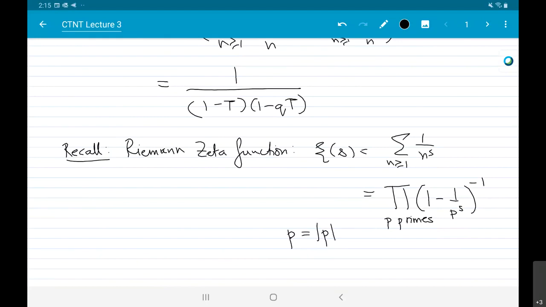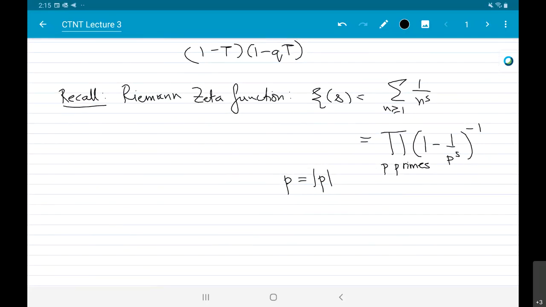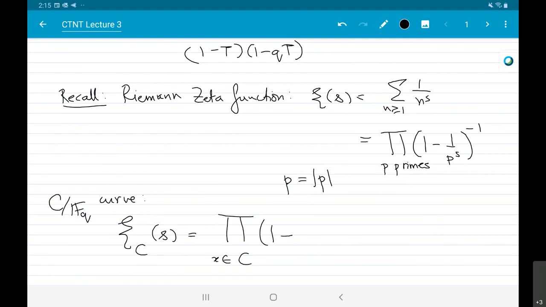This seems like a dumb observation to make, but this is going to be useful, in that you want to do the same thing with function fields. So you want to do the same thing with curves. So you can define zeta_C, where C is a curve over F_q. You can define zeta_C(s) as the following. You're going to take x inside C, you're going to take points. You're going to take a product over these points of (1 minus q to the negative degree of x times s), to the negative 1.